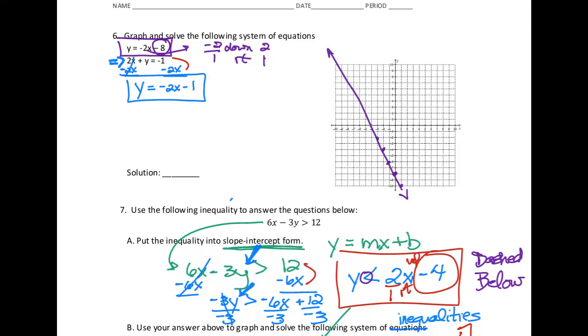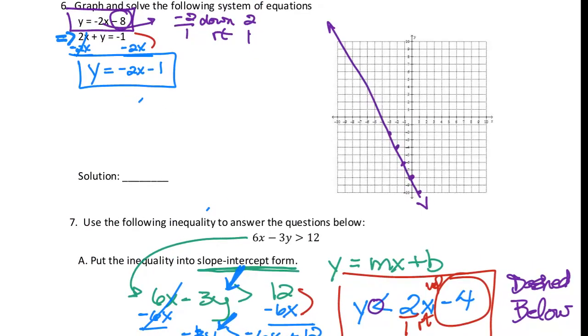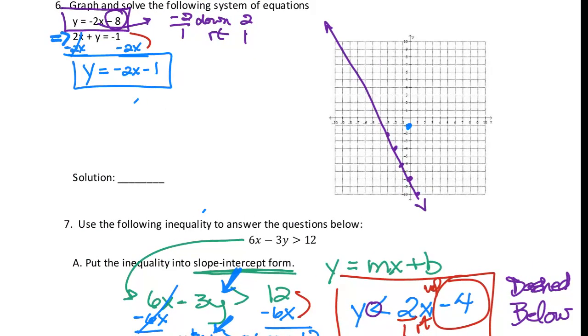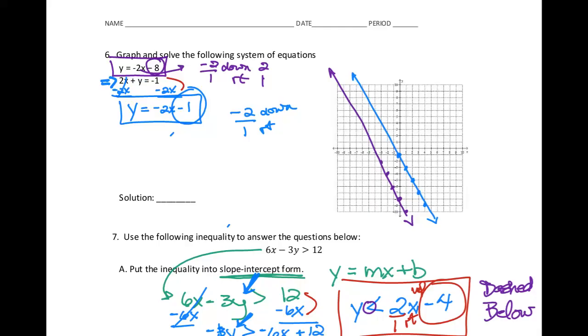And the second one is going to be y equals negative 2x minus 1. So that starts at negative 1. And that has a slope of negative 2 over 1 also. So that is down 2, right 1. Down 2, right 1, down 2, right 1. And since they both have the same slope and different y-intercepts, it does and should work out that they are parallel lines.